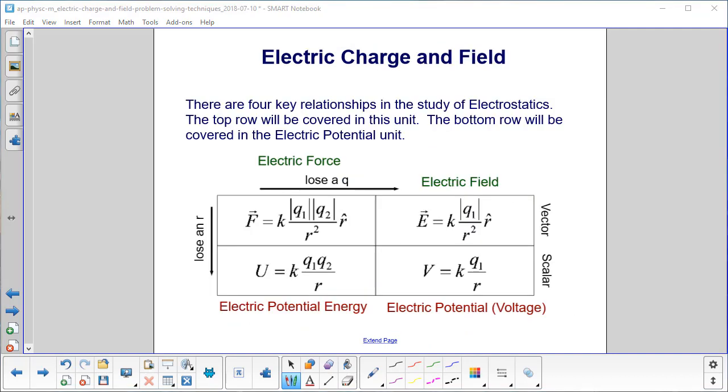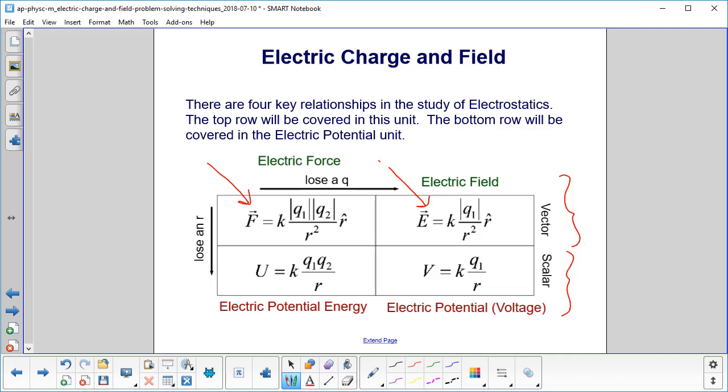This is a wonderful chart to understand electricity. There are going to be 4 key relationships when we study electrostatics. That's when charges are not moving. We're going to cover the top row of this chart in this unit, and the bottom row down here, we'll do that later in the electric potential unit, but I just want to show you the chart now. We start with Coulomb's law, and then we define the electric field from Coulomb's law. So we move to the right on the top row here.